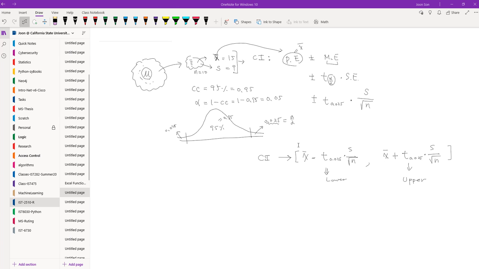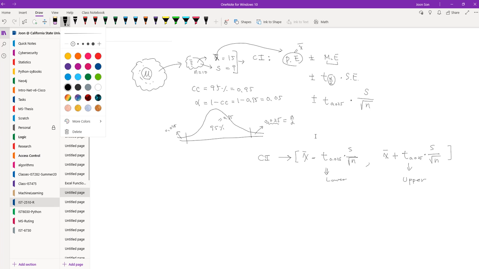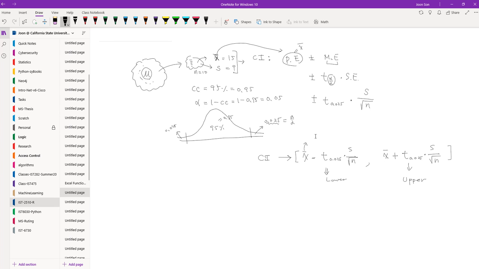To solve this problem, everything is given except the t value. x bar is 15, s is 9, and n is 10. The only thing you need to find is the t value, and you can use an Excel spreadsheet to find it.